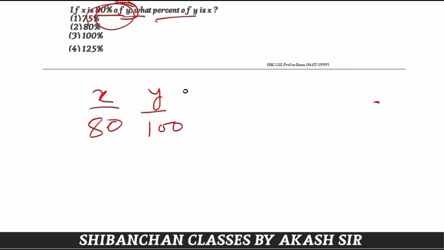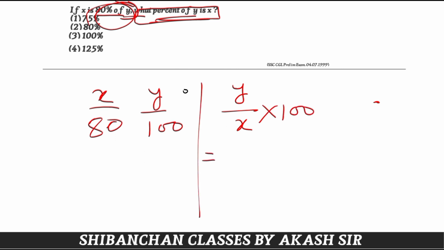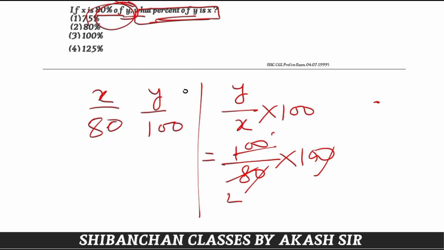Now what percent of Y is X? Okay, now we have to find out Y upon X into 100. Simple. Listen carefully. Y equals 100 and 80 into 100, 0 cut out. Then what do we get? If we cut it, 8 by 4 is 2, we can cut 100 by 4, that is 25. We can cut 10 by 2, 5. What is the answer? 125. The answer will be 125%.